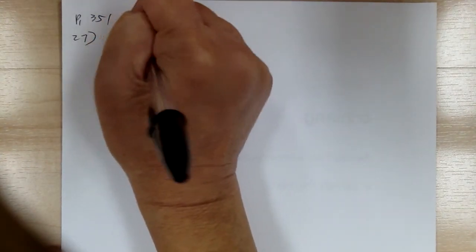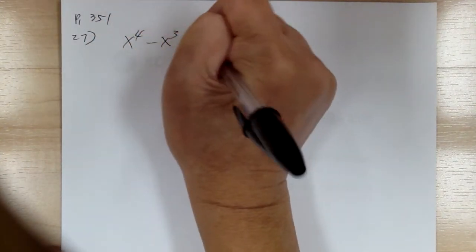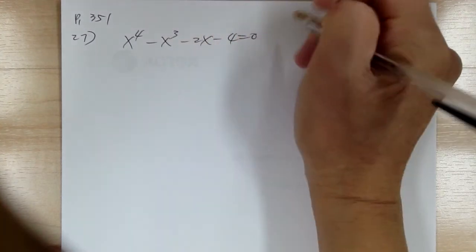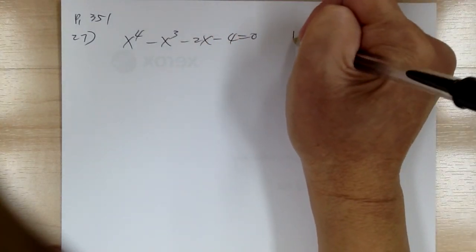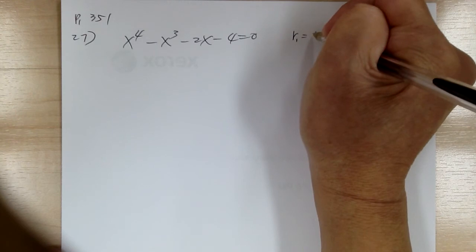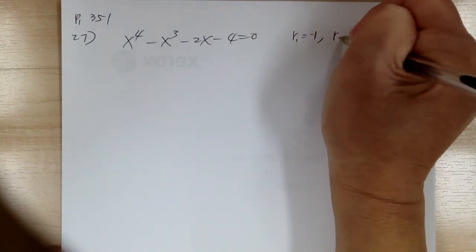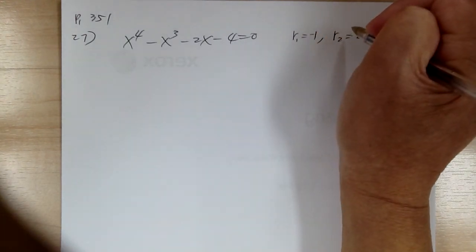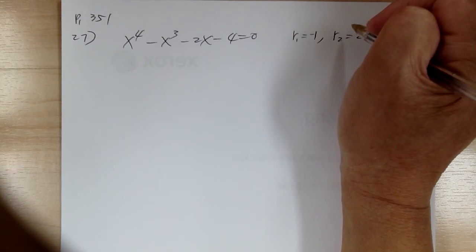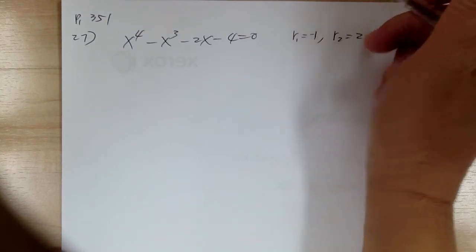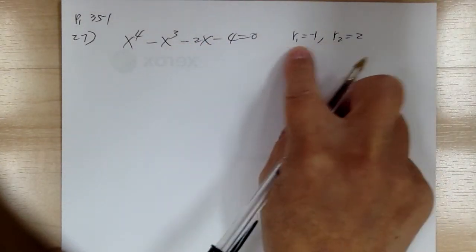Okay, so you got x^4 - x^3 - 2x - 4 = 0, and you have two roots: r1 = -1, r2 = 2. So you're looking for the solutions of the equation. Okay, so you can use your synthetic division. You can divide by this and divide by that, right?